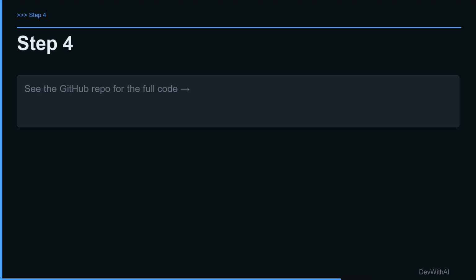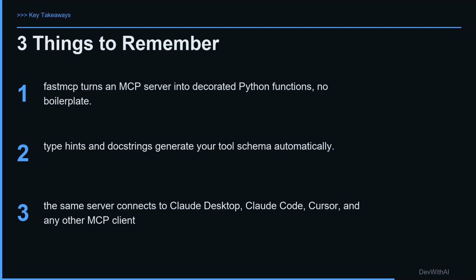Three things to remember. One, FastMCP turns an MCP server into decorated Python functions, no boilerplate. Two, type hints and docstrings generate your tool schema automatically. Three, the same server connects to Claude Desktop, Claude Code, Cursor, and any other MCP client.